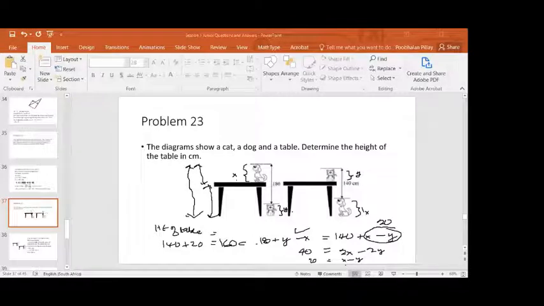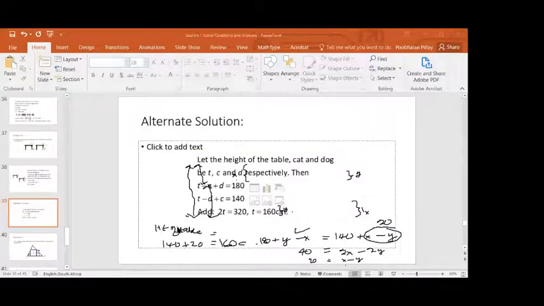Okay, and I have another very interesting solution here as well. This is the creative solution. Okay, what am I doing here? I'll show you the solution so you can see it.